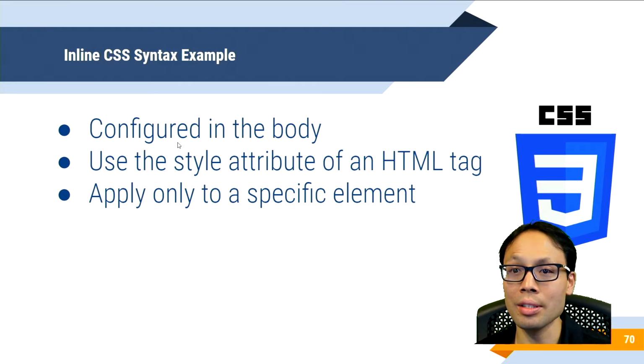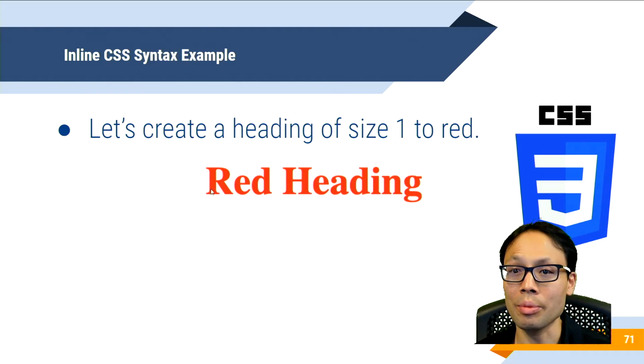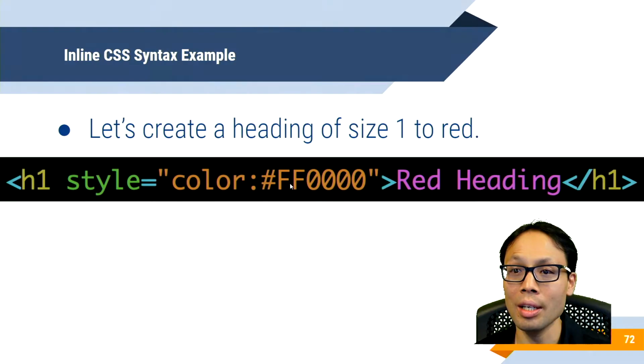Now, inline CSS style examples. Inline styles are configured in the body of the HTML, and you use the style attribute of an HTML tag, and it only applies to one specific element. For example, let's create a heading of size 1 that is red. The way you would do that using inline is h1 style color colon pound, and this is the color red in hexadecimal. Let's try that right now on our existing web page.